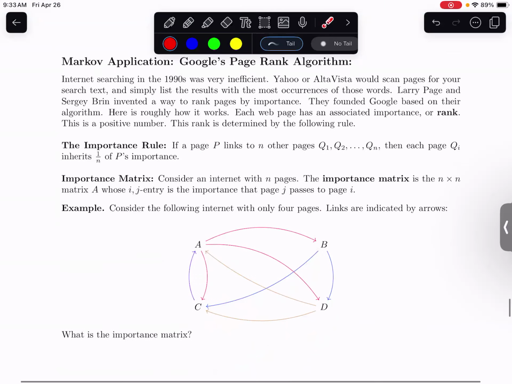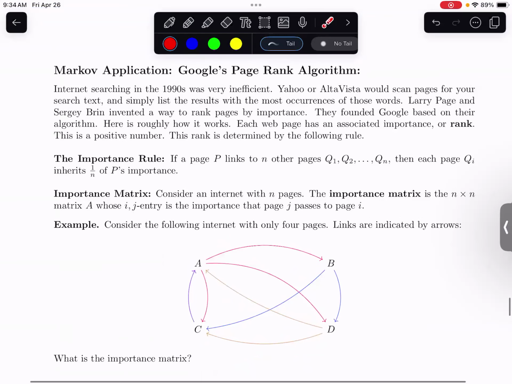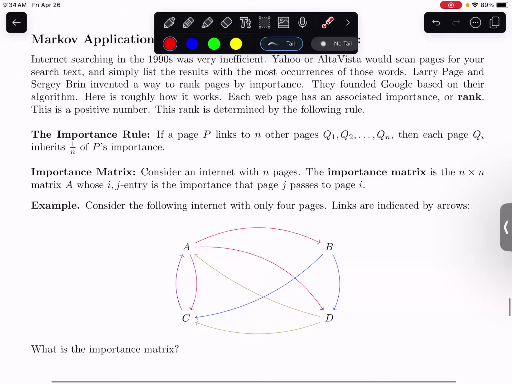This is going to be a super surface level explanation of how it works for really small examples. The matrices they're looking at have trillions of rows. Obviously, we're not going to be doing that. We're looking at a matrix that's like 4 by 4. How this works is each web page is going to have an associated importance, denoted by rank, which is going to be a positive number.